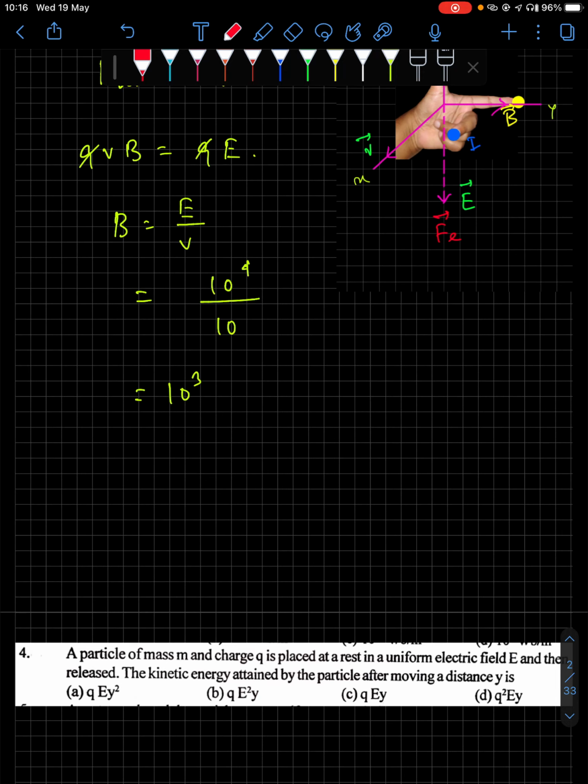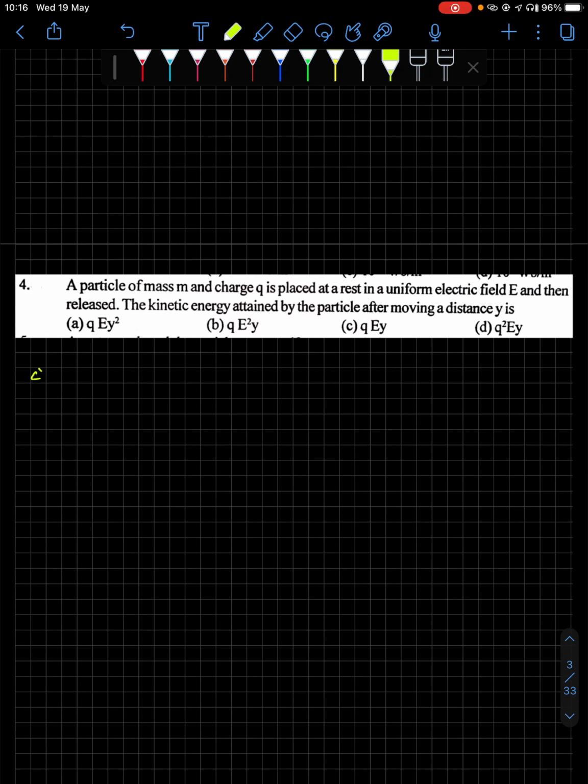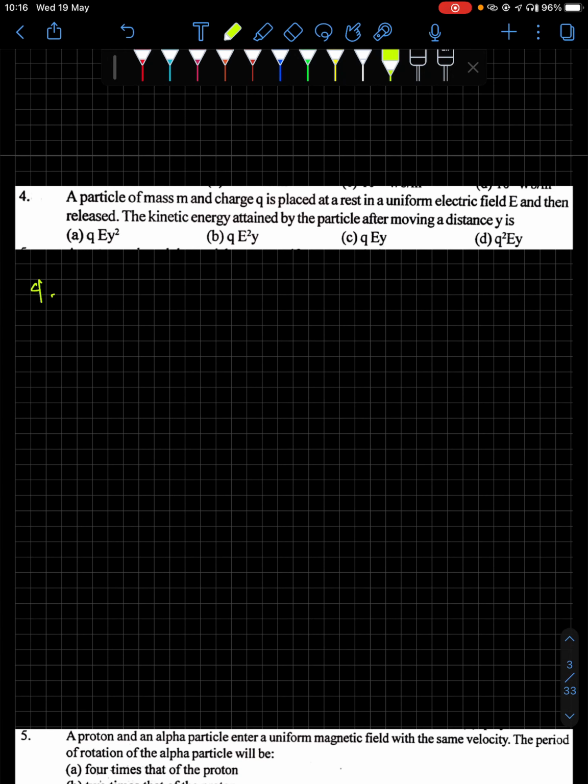Question number 3, option number D is the answer. Next, number 4. You have a particle of mass m, charge q, placed at rest in a uniform electric field E, and then released. The kinetic energy attained by the particle after moving a distance y is what?